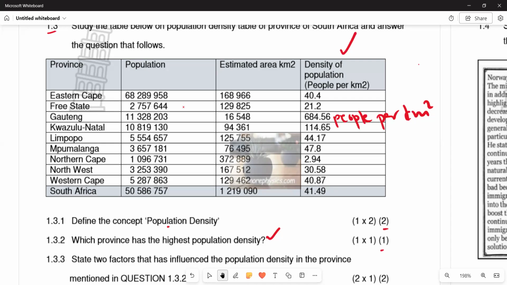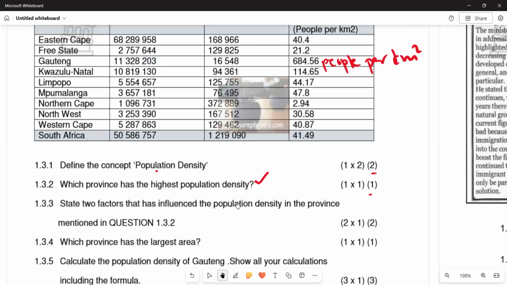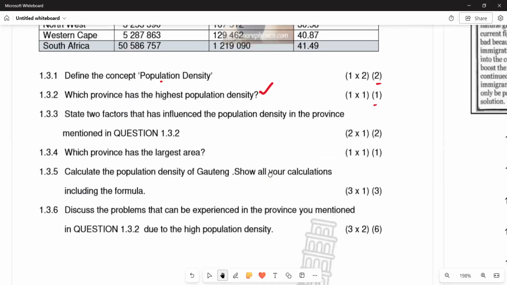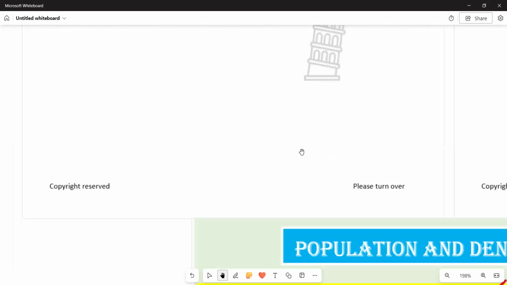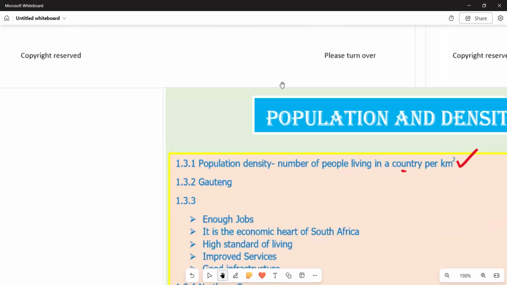The basic thing is that it is the highest figure in that column, which represents the highest population density. So on 1.3.2, we have the Gauteng province as the correct response. If you come to our answer section again, you'll see that it's represented here as Gauteng is the province that has the highest population density.